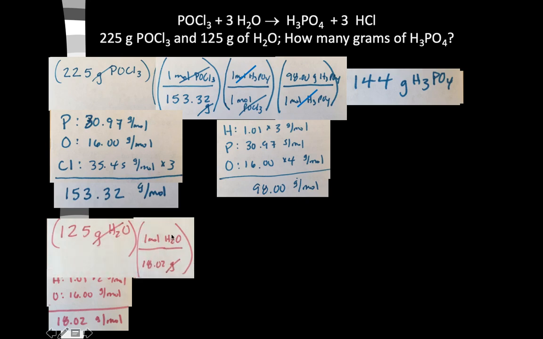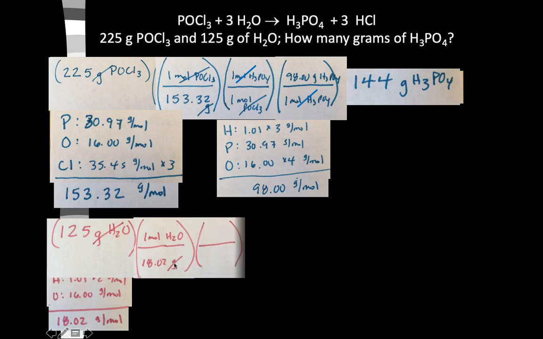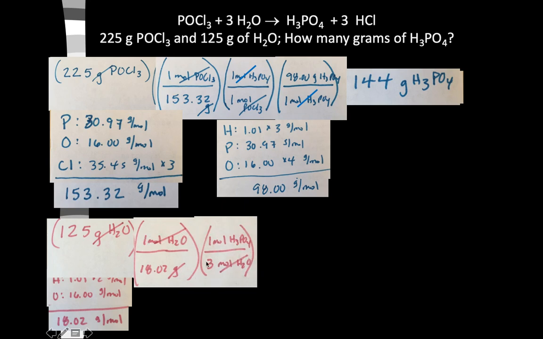Now that I'm at moles of water, I can go from moles of water to moles of H3PO4. Switchover step from the balanced equation. So I set up my problem so that moles of water cancels. Looking at my balanced equation, there's 3 moles of water for every 1 mole of H3PO4. Moles of water now cancels. I'm at moles of H3PO4.